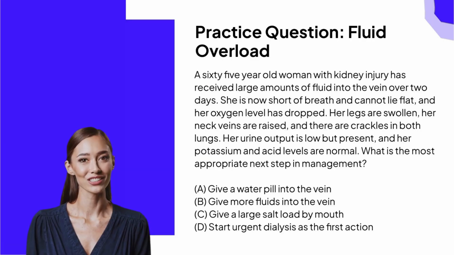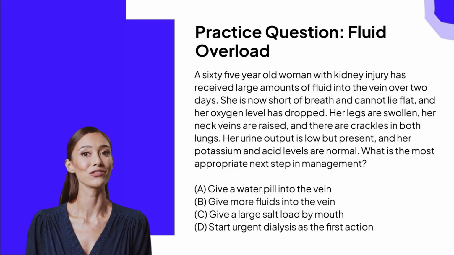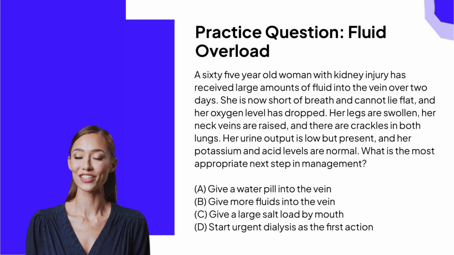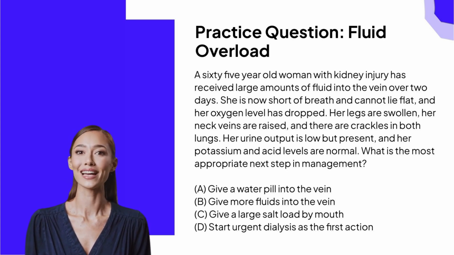Here is our third practice question, and it is the mirror image of our first one. A 65-year-old woman with kidney injury has been admitted and has received large amounts of fluid into the vein over the past 2 days. Now she is short of breath, she cannot lie flat, and her oxygen level has dropped. On examination, her legs are swollen, the veins in her neck are raised, and there are crackles in both lungs. Her urine output is low but still present, and importantly, her potassium and acid levels are normal. The question asks for the most appropriate next step.